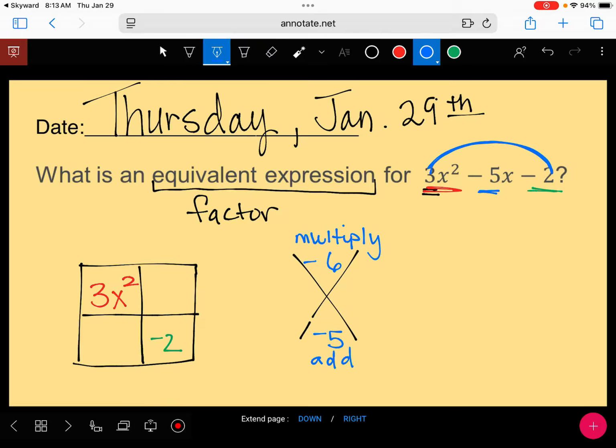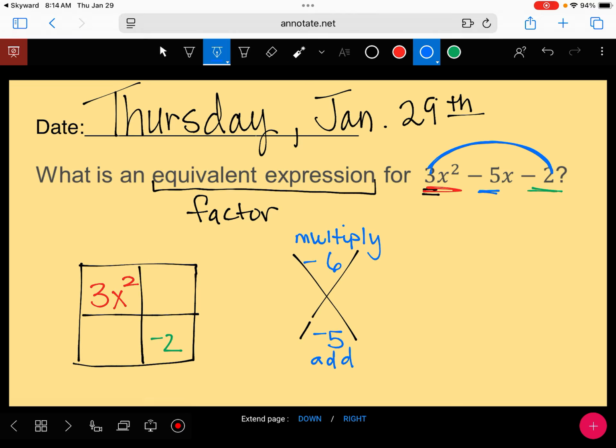Anybody need a calculator? Okay, what numbers did you come up with?